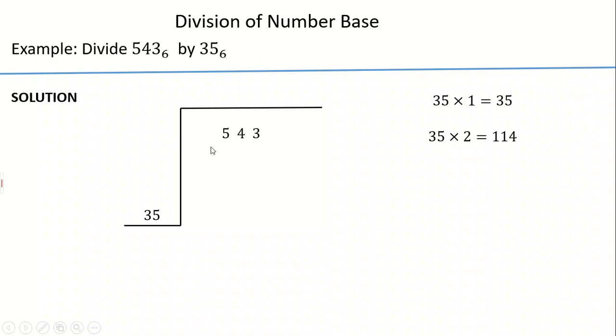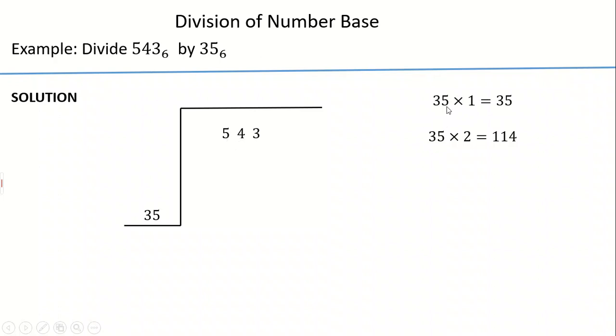So now, here I have 543 and I have 35. This 543, if you look at it very well, you discover that if I pick two numbers, it's more than this divisor. So I can go with two numbers first. So what is the value that I can multiply by 35 in base 6 that will give me either 54 or less than 54?